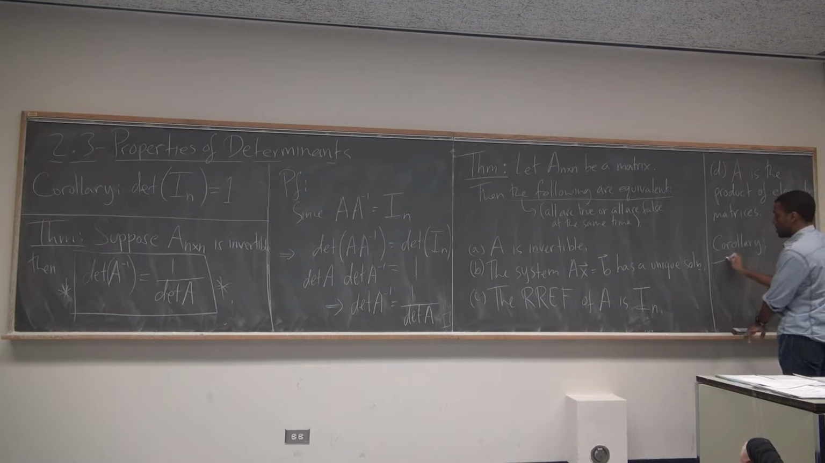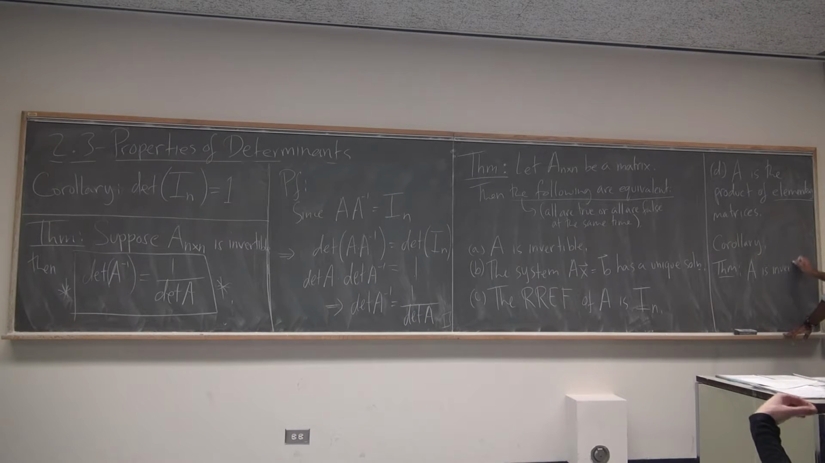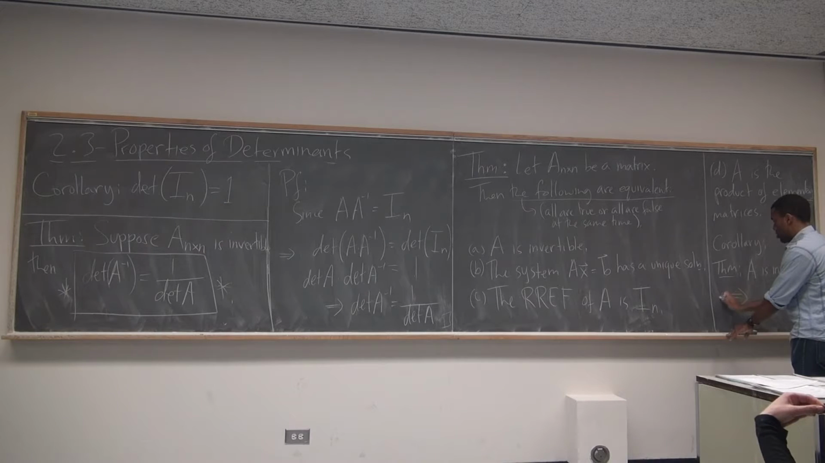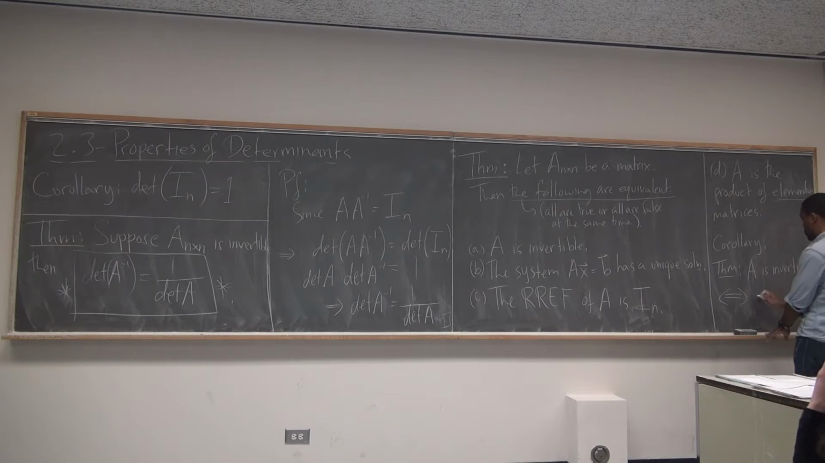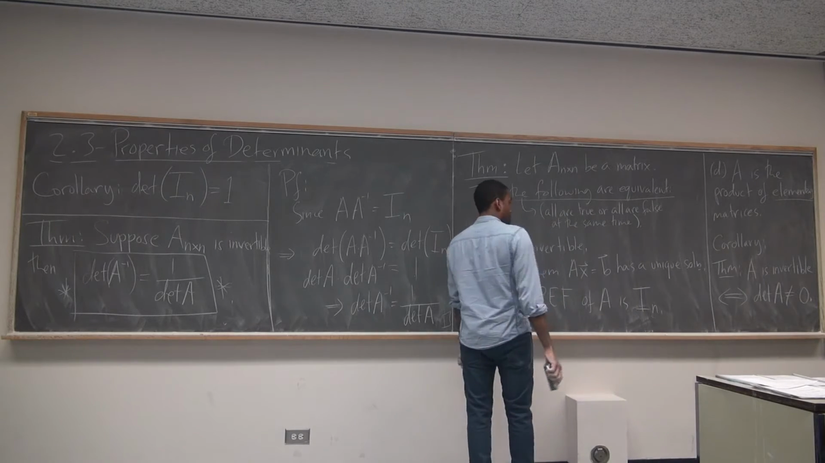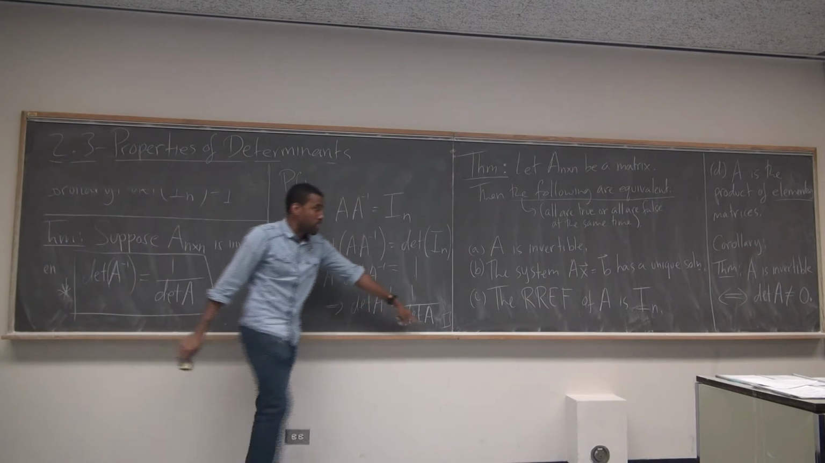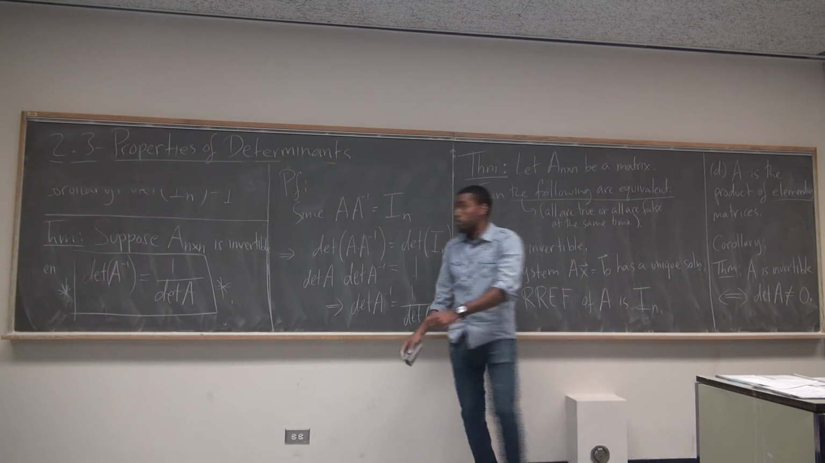A corollary to this theorem is another theorem. It basically says A is invertible if and only if the determinant of A is non-zero. So that's how I know I could divide by the determinant of A, because this fact is working in the background.